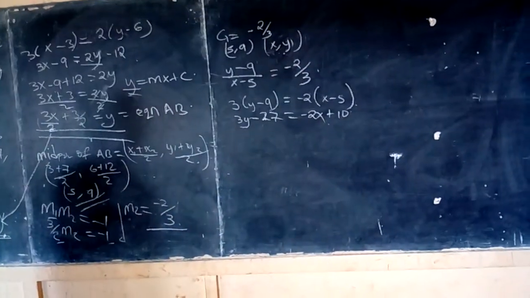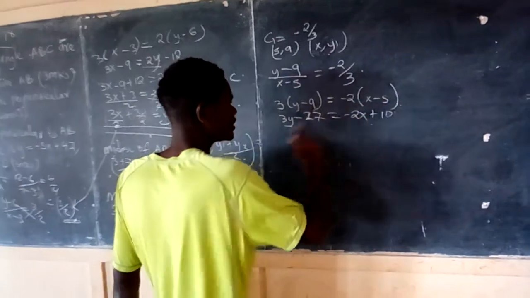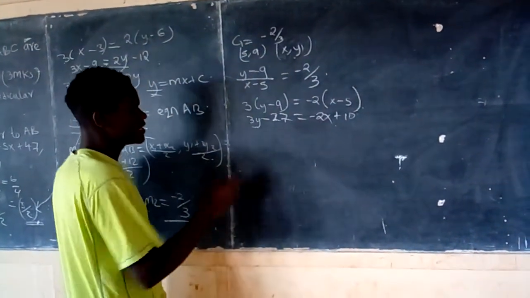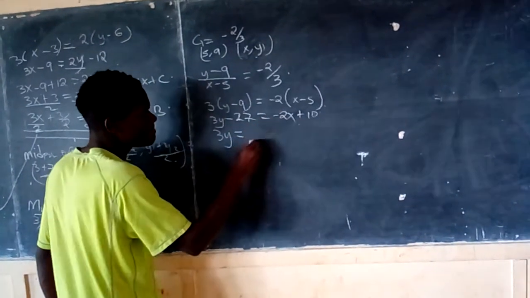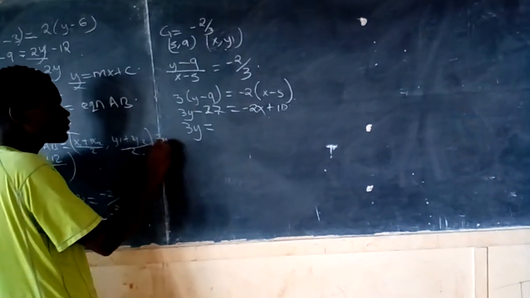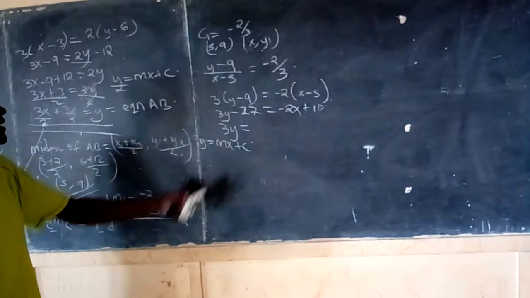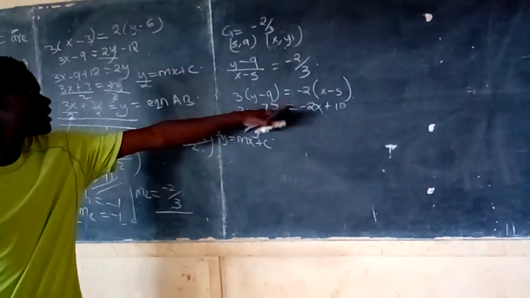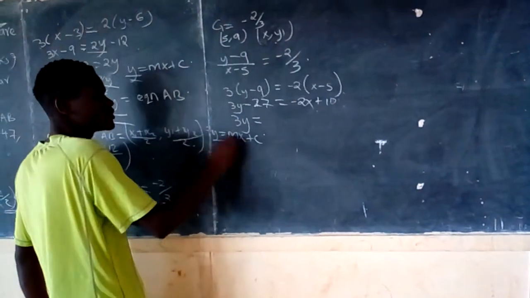-2x plus 10. What do I do? I take this one to the other side. Now 3y is equal to... Why am I taking this to the other side? The equation must be y is equal to mx plus c. That is the equation we want. But if you look here, there's a constant at this point. Now we have to take this constant to the other side to find this equation in this form.